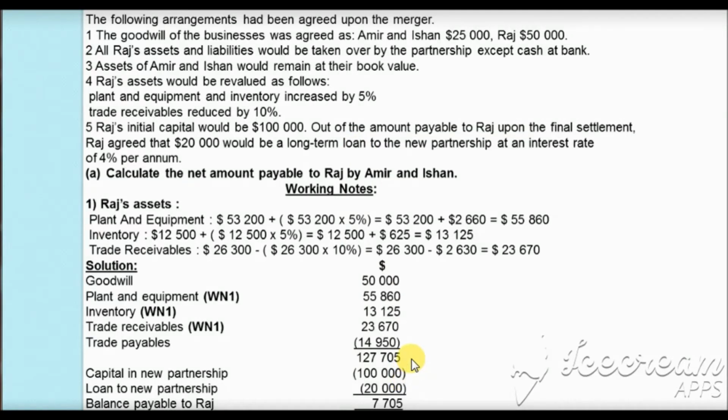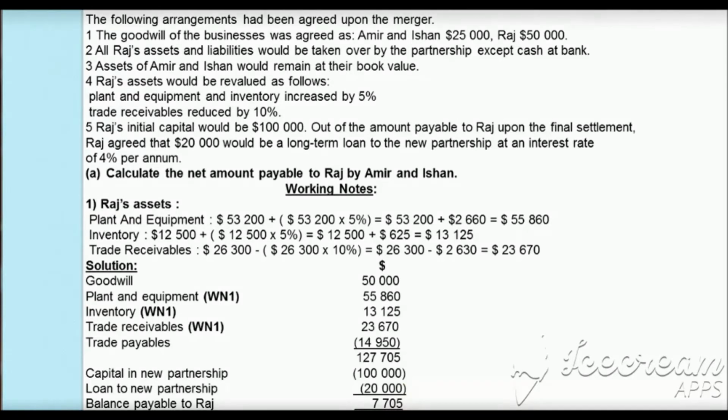So when we take $127,705 and from there subtract $100,000 and $20,000, the amount which will be left is $7,705, and this is the amount which will be payable to Raj by Amir and Ishan when they form the partnership firm.